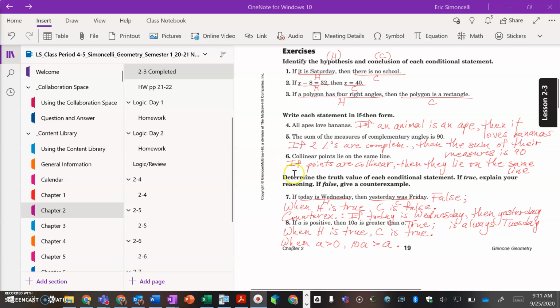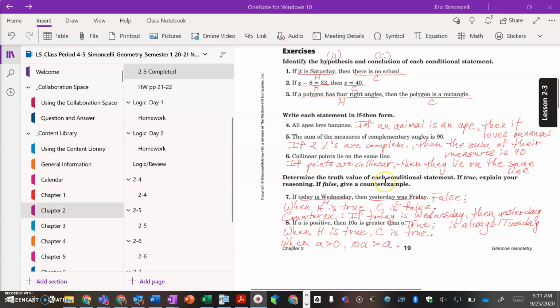Number 6, if points are collinear, then they lie on the same line. Now I went in the opposite direction here, but can you interpret this if-then using the original problem now in context? So if this is what you read, are you able to see that it in fact speaks to collinear points lying on the same line?